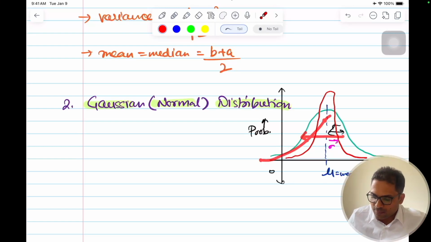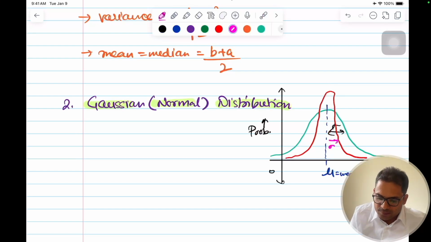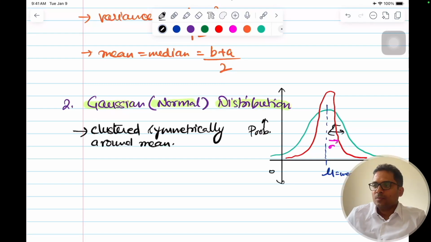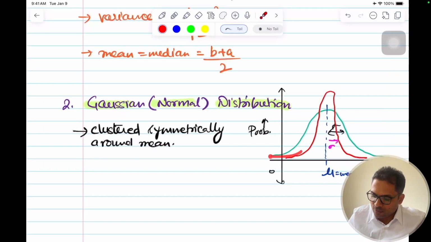As you go, it will become wider and more tapered, right? So it means there is more variability in the data. This is what it means. So this means that data is clustered symmetrically around the mean, around the central average. Okay, and as we move away from the center, the value keeps on decreasing. Most outcomes are average, and extremely high or extremely low values are rare. As you go, this will go to 0.